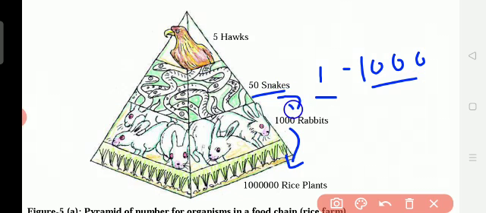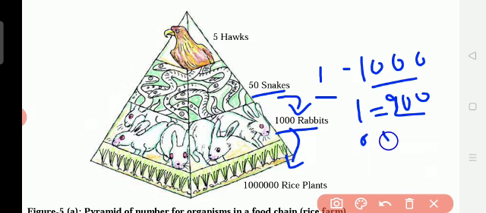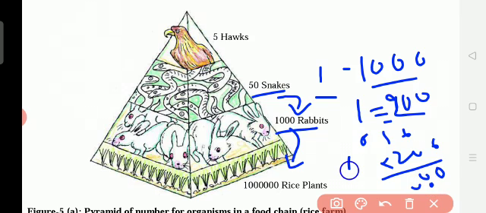So 50 snakes are depending upon the 1000 rabbits. So each snake can eat how much? For example, 100 rabbits, each one can eat 50. Okay, so 50 snakes can eat how many rabbits? Each can eat 100 rabbits. So the next one, not 100, 200 it can eat. Okay, so you see 50 into 200 is 10,000, then 100.